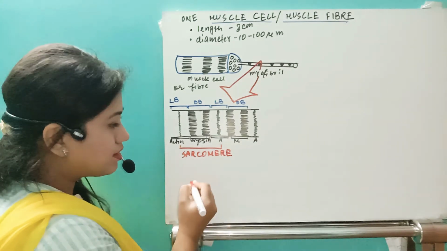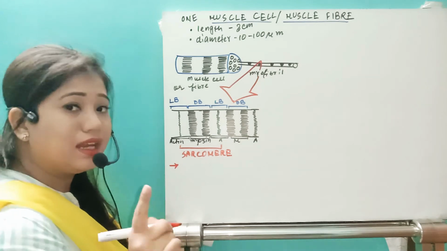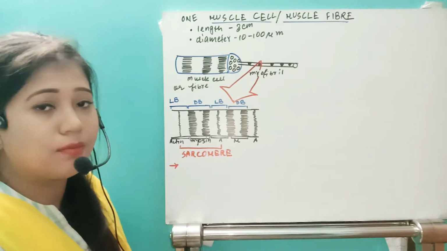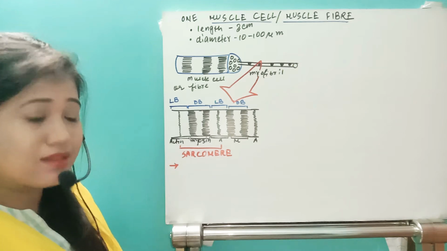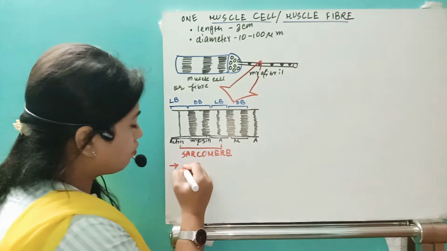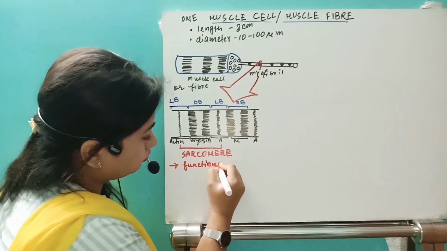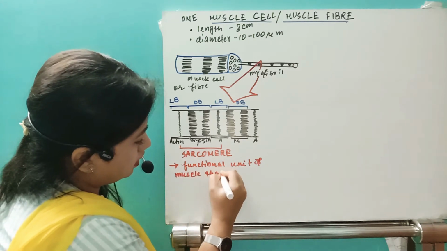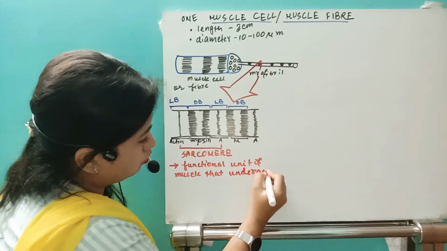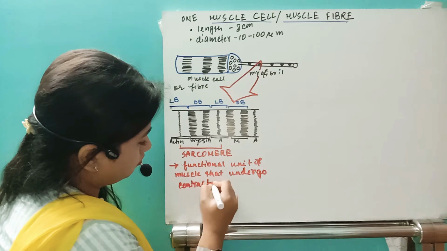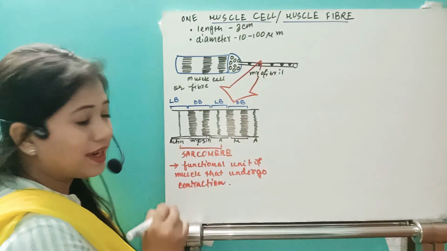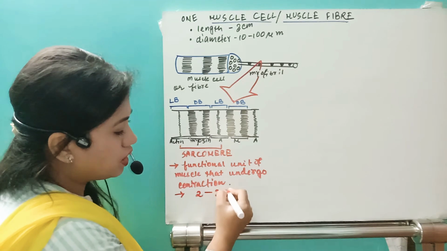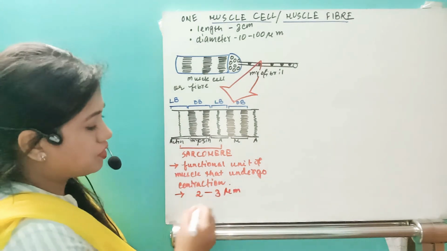That sarcomere will include how many light bands and how many dark bands? This question has also come: how many I bands and how many A bands form one sarcomere? So what is a sarcomere? It is the functional unit of muscle that undergoes contraction. What is the length of one sarcomere? The length of one sarcomere can vary from 2 to 3 micrometers. So this is the length.